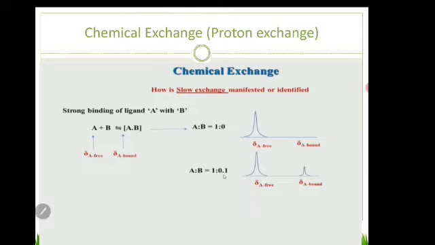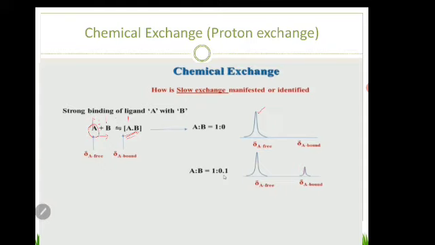According to the stoichiometry of the reaction, the ratio is 1 to 1 to 1. If 1 mole of A combines with 1 mole of B, you get 1 mole of AB complex. Initially we have A and B in the ratio 1 to 0. A has a proton, and that proton will show a peak. In the second case, you add B into the solution. When you add B, a part of A will react with B, so the proton becomes part of AB.